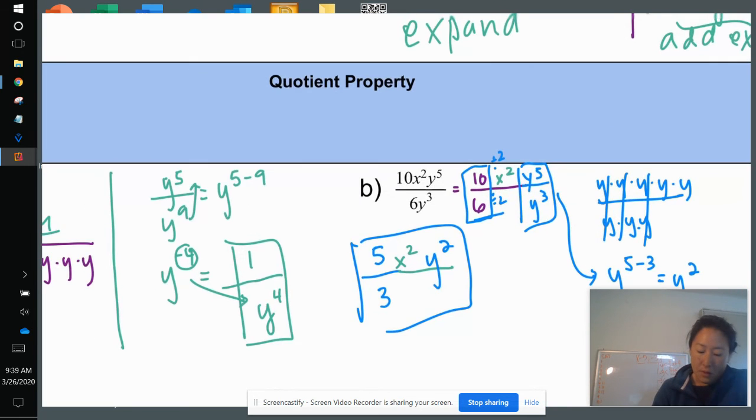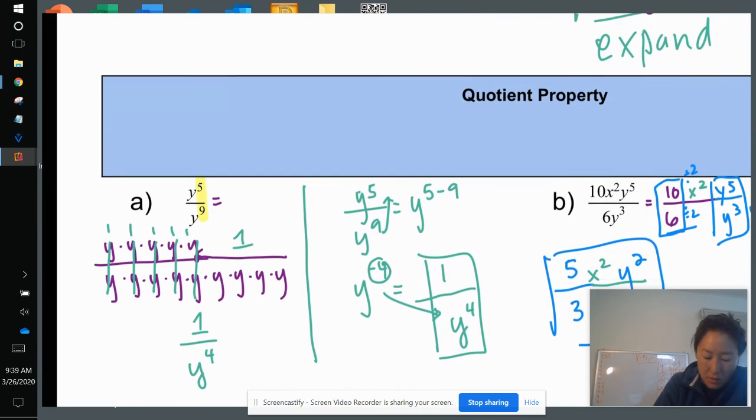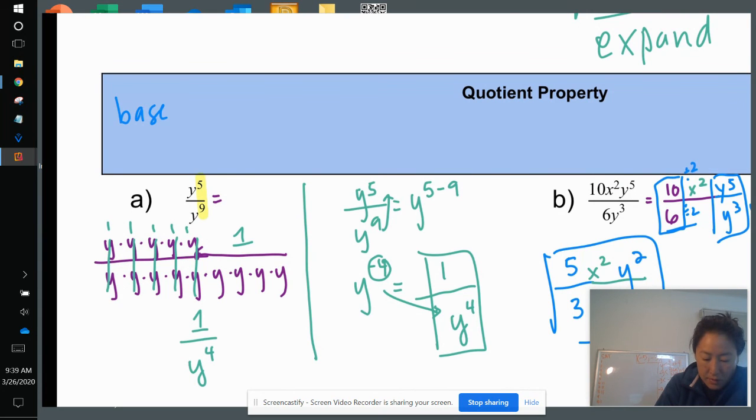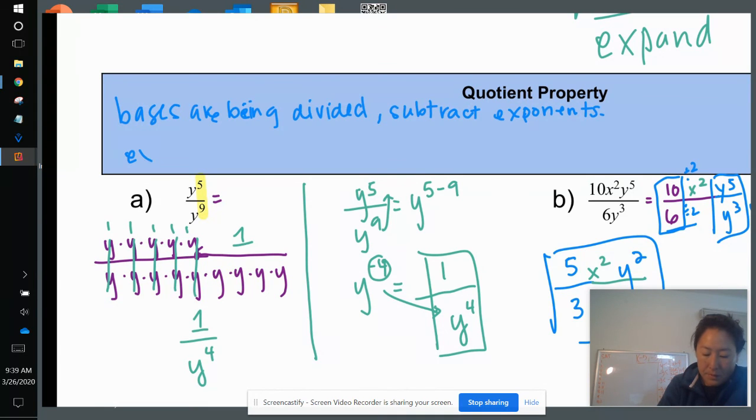Okay, so when the bases are being divided, subtract the exponents. Here's an example. Y to the third over y to the first, we do y cubed minus 1 gives me y squared.